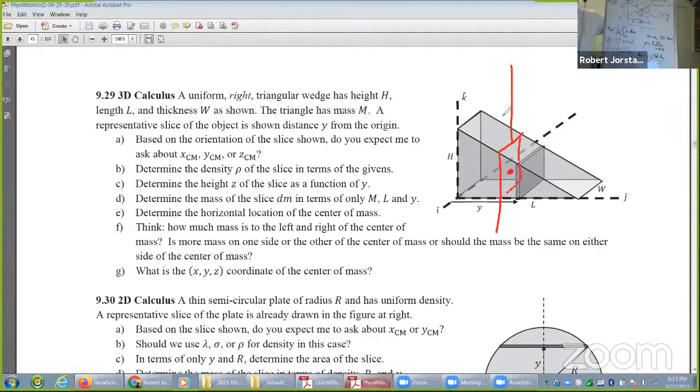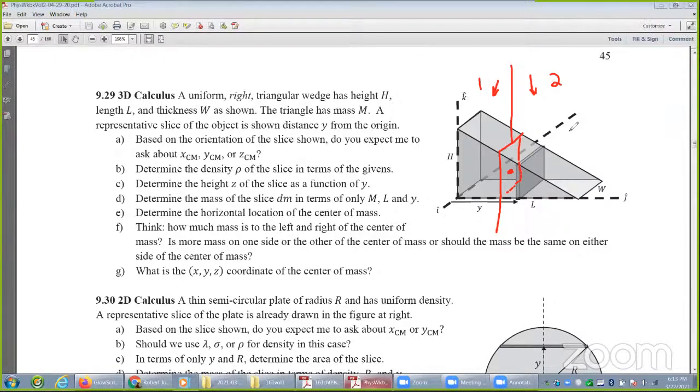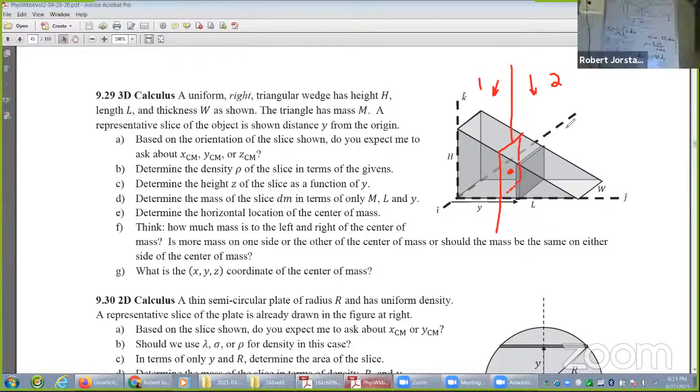So my question to you now, which side is going to have more mass? Side 1 of the red line or side 2? Or do they have the same? What do you think for a triangle? Side 1. Side 1. And so remember, center of mass does not mean same mass on each side of the line.